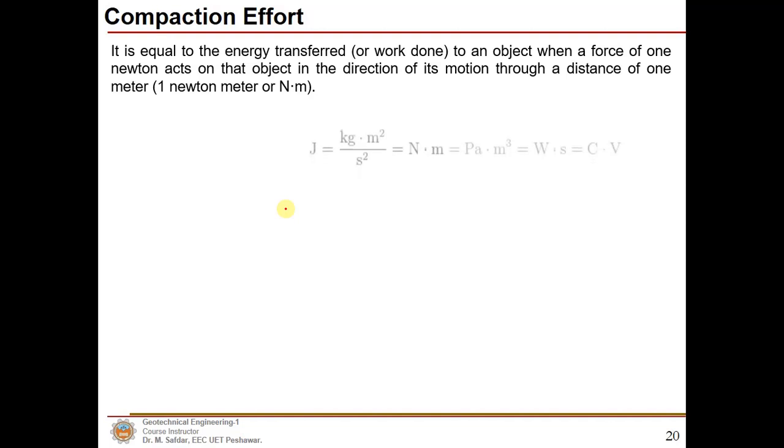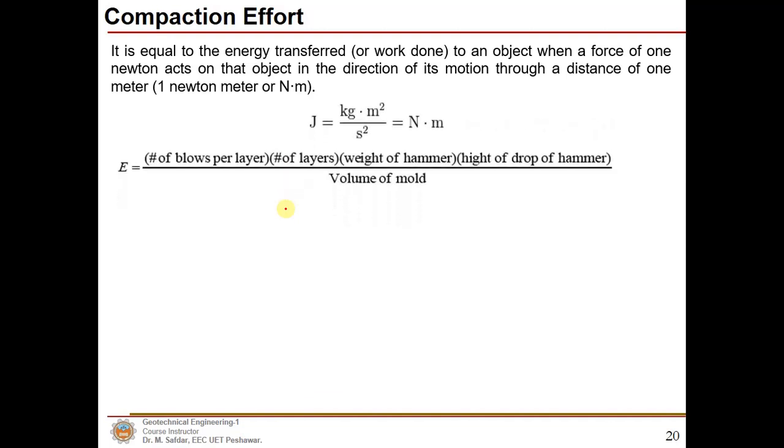Now the compaction effort is equal to the energy transferred, or the work done to an object, when a force of 1 Newton acts on that object in the direction of its motion through a distance of 1 meter. So 1 joule is equal to 1 Newton meter. From elementary physics, we already know that. Now if you want to calculate the energy transferred to that particular soil, we can use E, the energy, which depends on the number of blows per layer, number of layers, weight of hammer, height of drop of hammer, and volume of the mold.